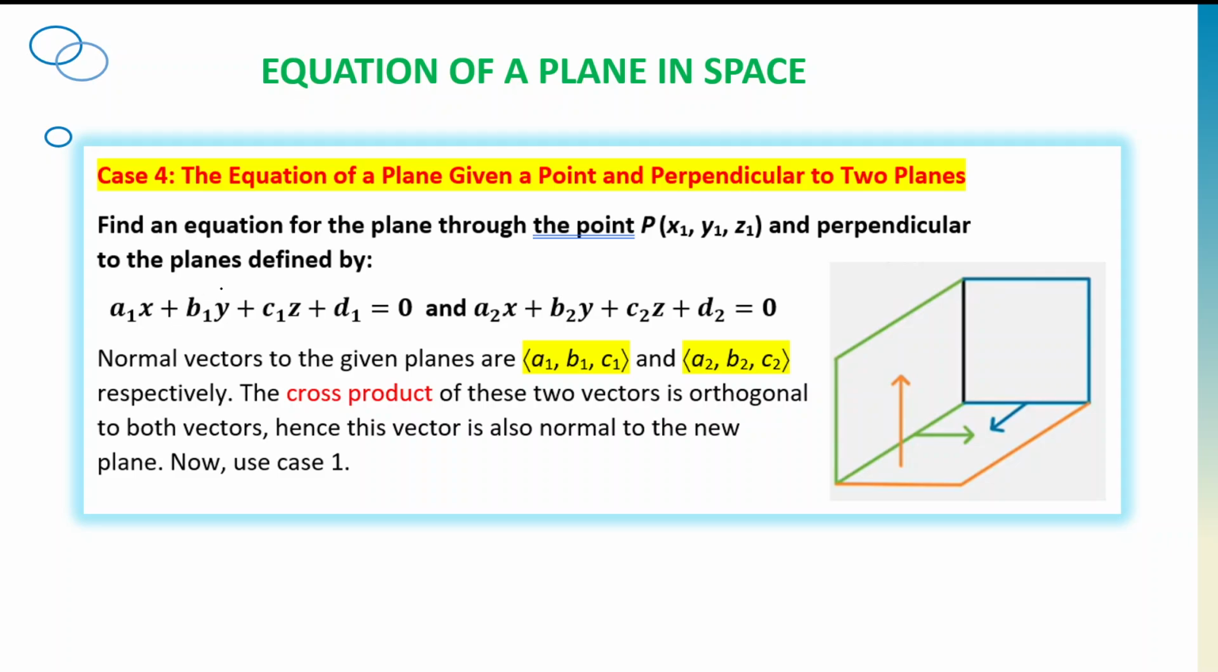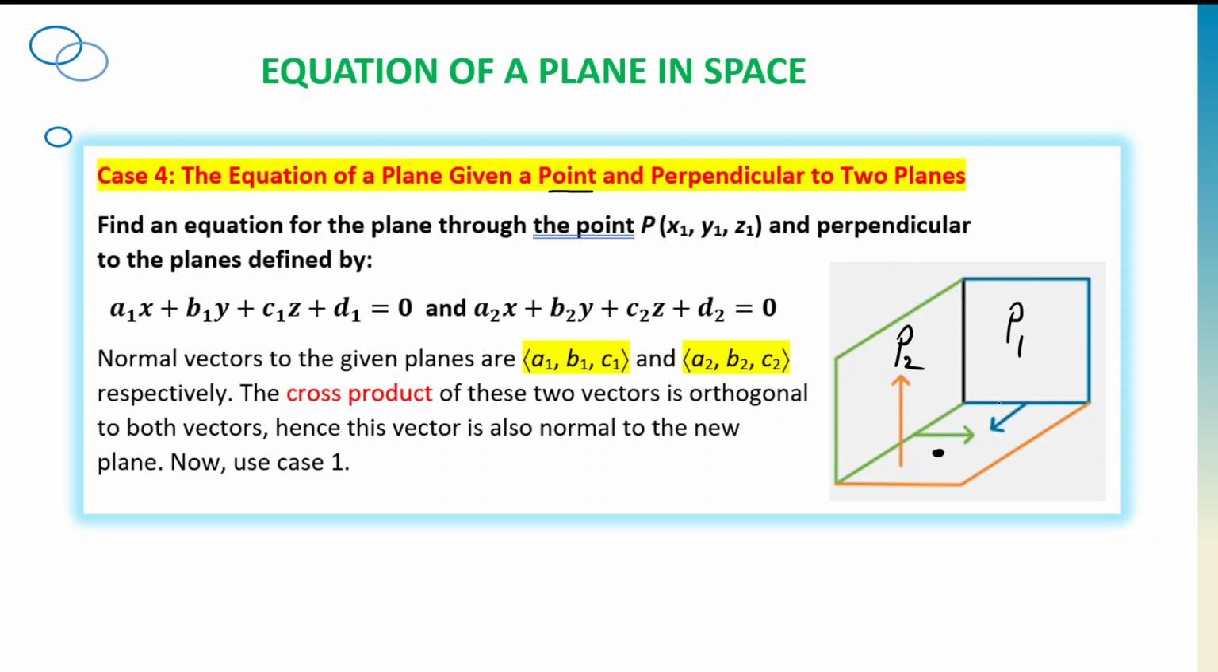Now see the idea here. I need the equation of the plane given a point, okay, and parallel to two other vectors. That's good. Now, let's assume that the point is here. And this point is perpendicular on two other planes. Let's say that this is plane number 1 and this is plane number 2. So it's perpendicular on these two planes.